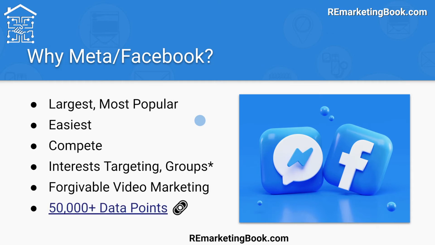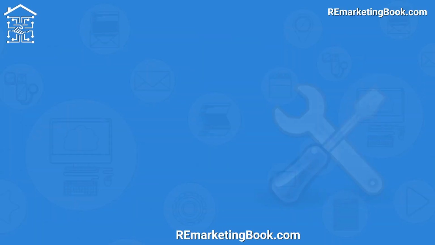Next, why Facebook? Again, they have over 50,000 data points on each user, right? On average, they have 50,000 data points on people. So they have a lot of information about us.